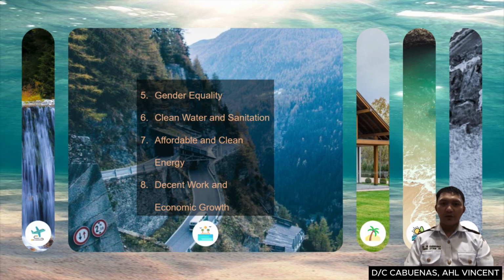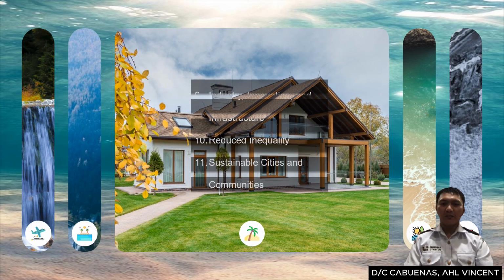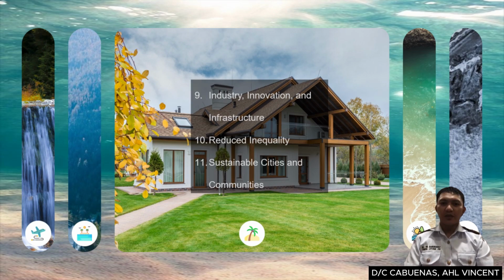7, affordable and clean energy. Ensure access to affordable, reliable, sustainable, and modern energy for all. 8, decent work and economic growth. Promote sustained, inclusive, and sustainable economic growth, full and productive employment, and decent work for all. 9, industry, innovation, and infrastructure. Build resilient infrastructure, promote inclusive and sustainable industrialization, and foster innovation.